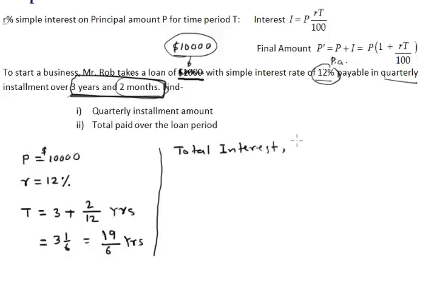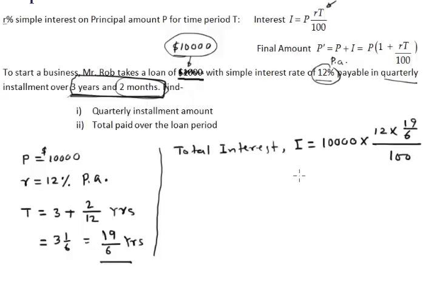that he will be paying, I, equals the principal amount, which is $10,000, times the yearly interest rate. This interest rate is per annum, so 12, and the time period, when we consider one time period as 1 year, is this many years. So this is the time period here. So 19/6 divided by 100. So this much total interest Mr. Rob will pay over this period.